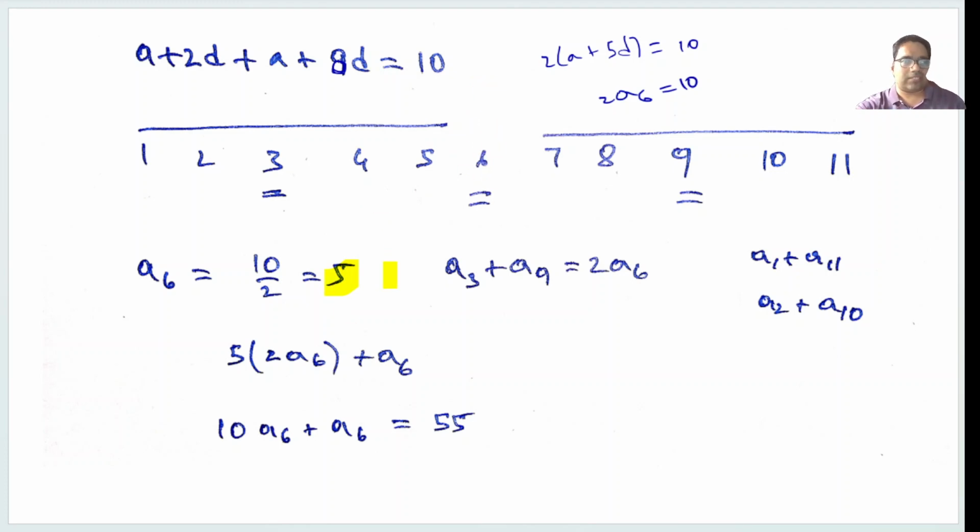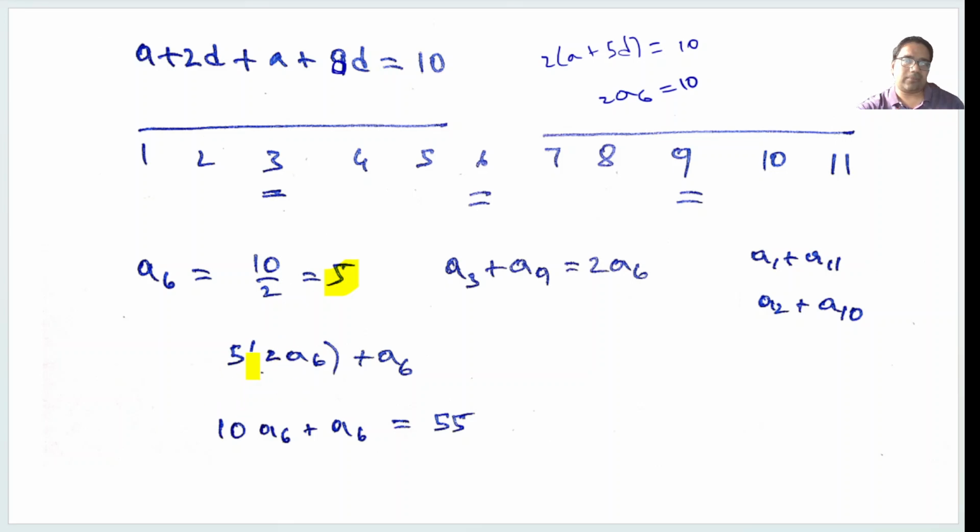Now this middle term is actually the average of the first and 11th, second and 10th, third and ninth, fourth and eighth, fifth and seventh. So we have 5 pairs, 5 pairs of terms whose average is a6. That means these 5 pairs are contributing 5 into 2 a6. The average of the first and 11th is also a6, that means first plus 11th should be 2 times a6.